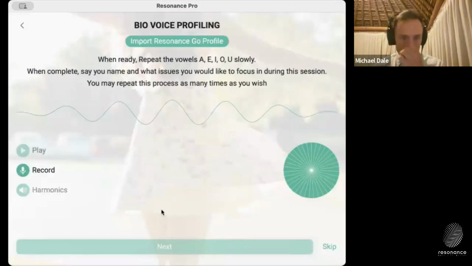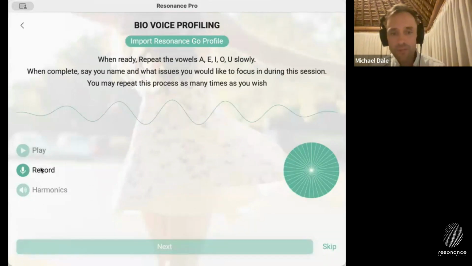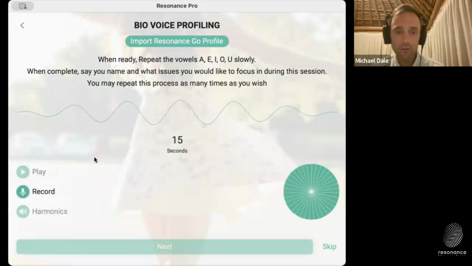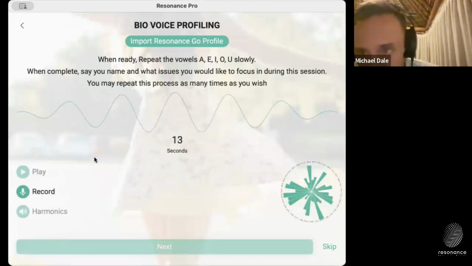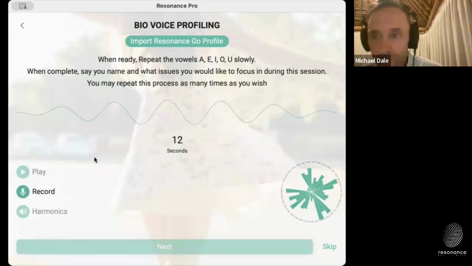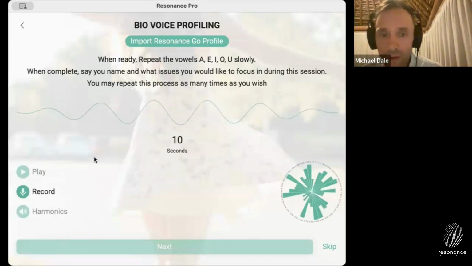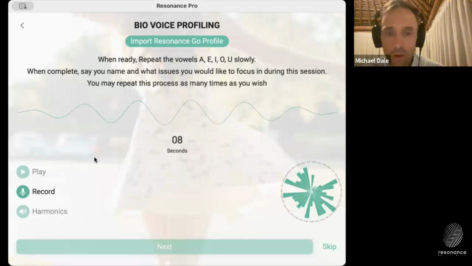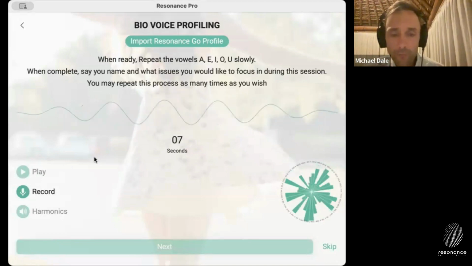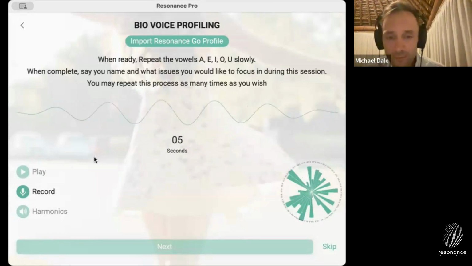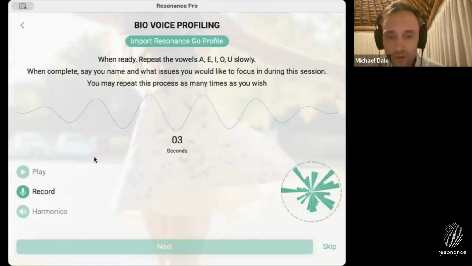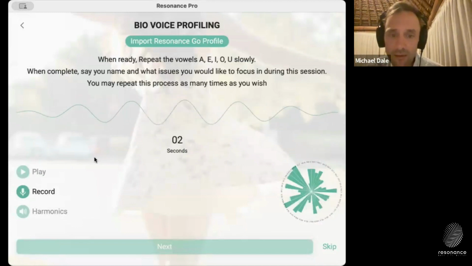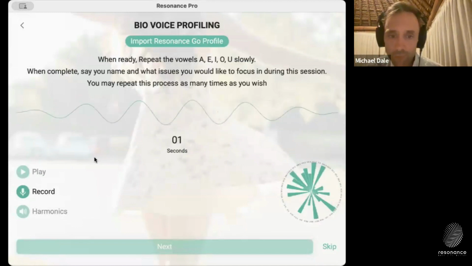And starting a new analysis, I'm just going to be pressing record and recording my voice. So I'll do that now. A, E, I, O, U, Michael Dale, back spasm in the erector spinae muscle T lumbar region.